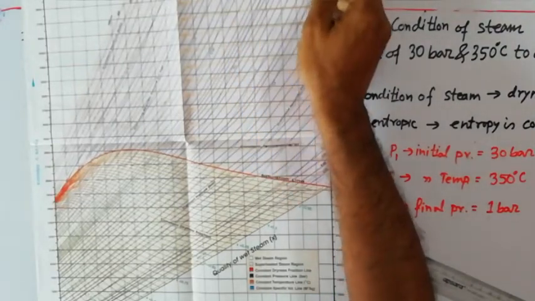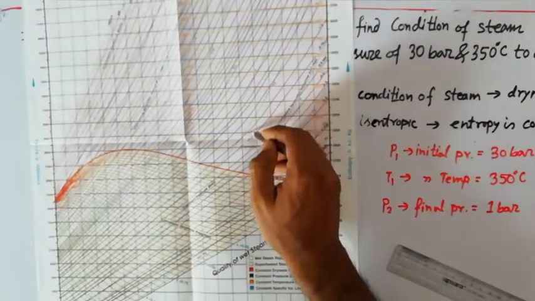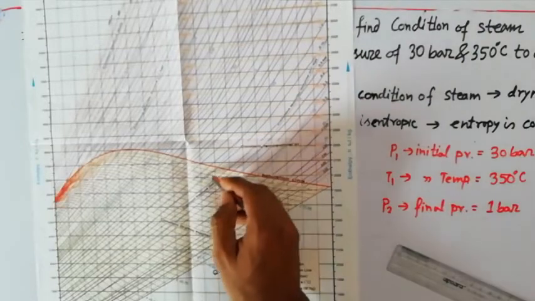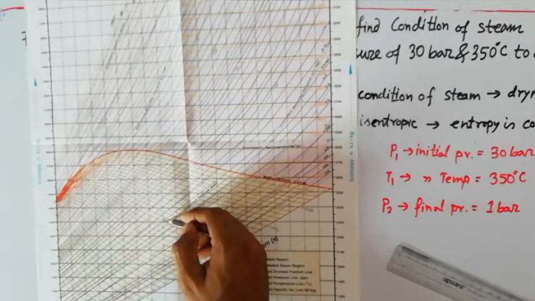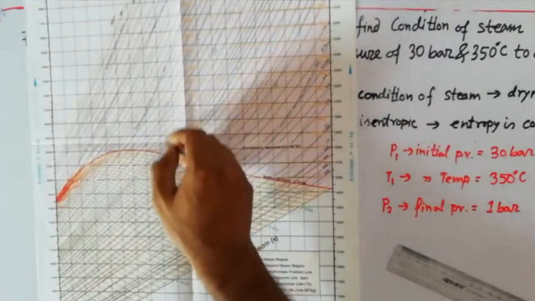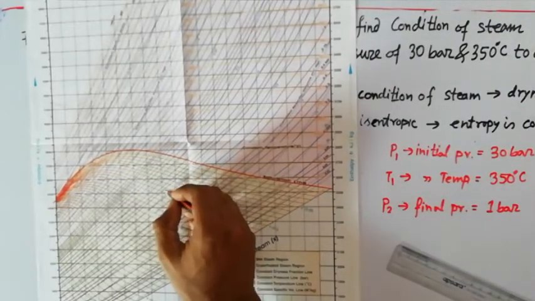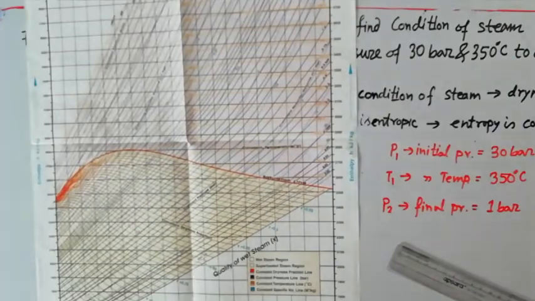So I can see over here, that is the 1 bar pressure line. This purple colored line, that is 1 bar. It is written over there. So following the 1 bar pressure line, draw a vertical projection from that initial state point. The intersecting point of the vertical projection line and the 1 bar pressure line will give you the state point 2.